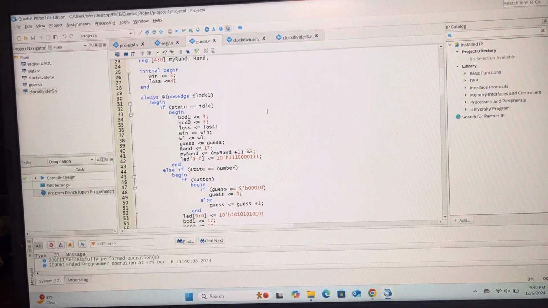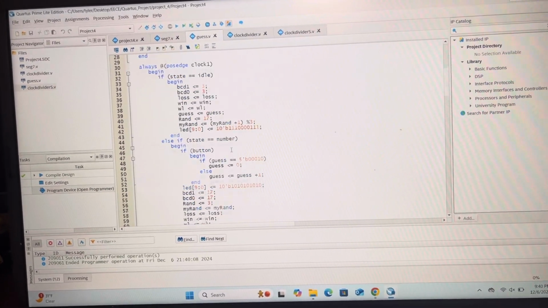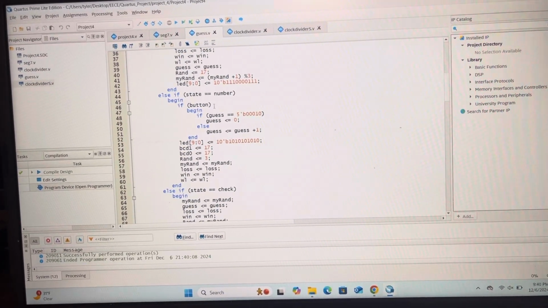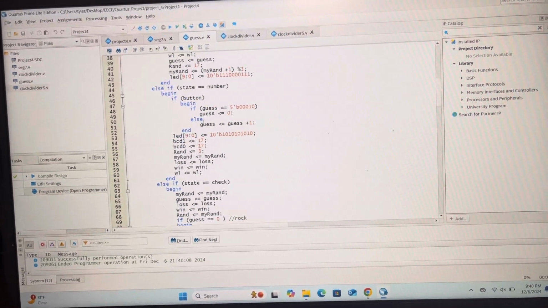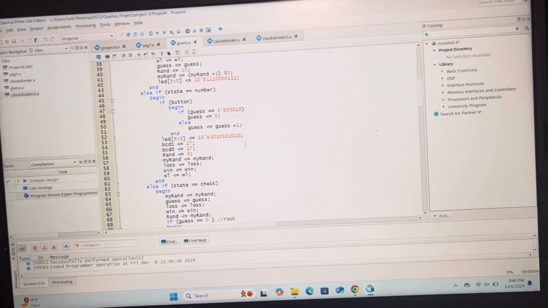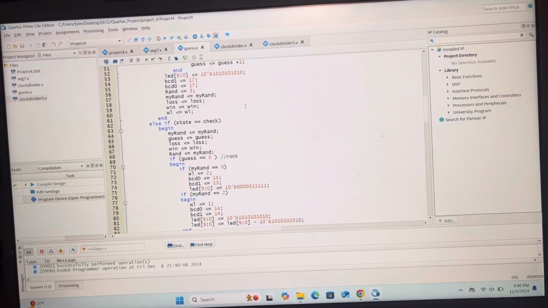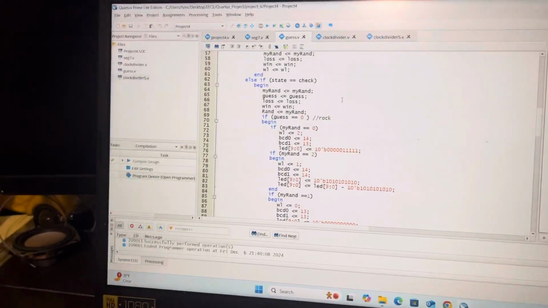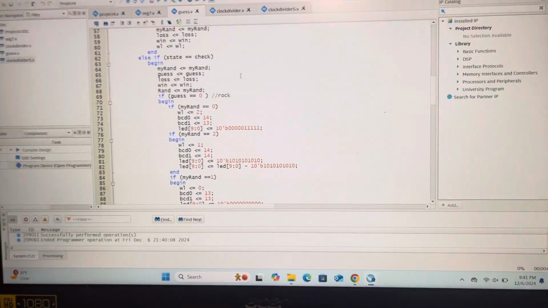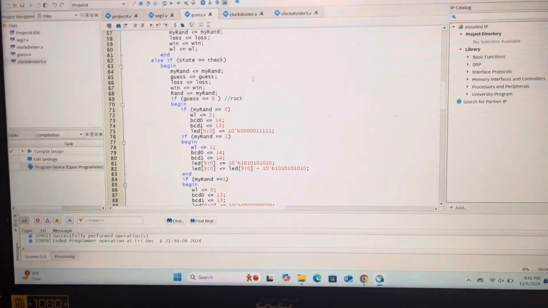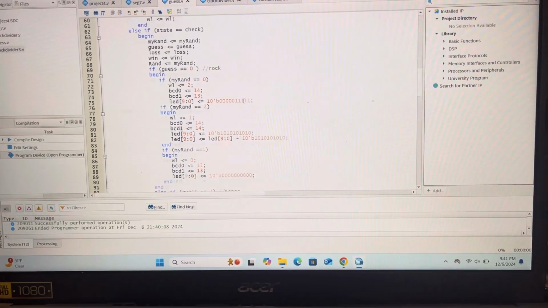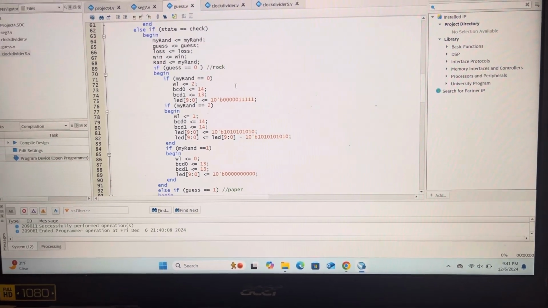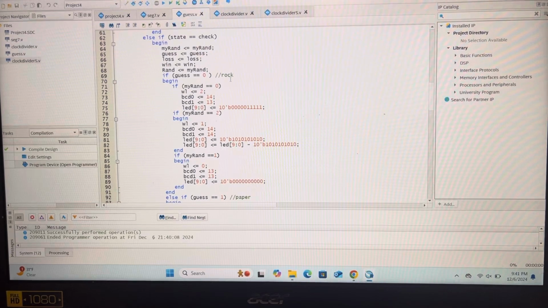Inside of the guess, we have the idle state, which creates a random number. And then we go to the number state where you can input your guess. And upon inputting your guess and pressing the key, the upper key, I can't quite remember which key it is, you can go to the next state, which will go ahead and check your guess.